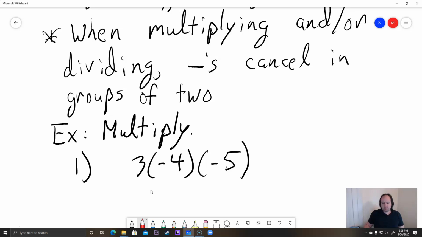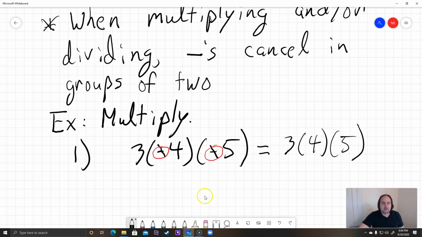Okay, so here we actually have 3 numbers multiplied together. But like I said, the minuses cancel out in groups of 2. So for example, these 2 minuses here for the negative 4 and the negative 5, those actually cancel out because there's 2 minuses, so they cross out. So people like to just cross them out like this. They'll draw a line through them. And that's actually going to give us 3 times positive 4 times positive 5.